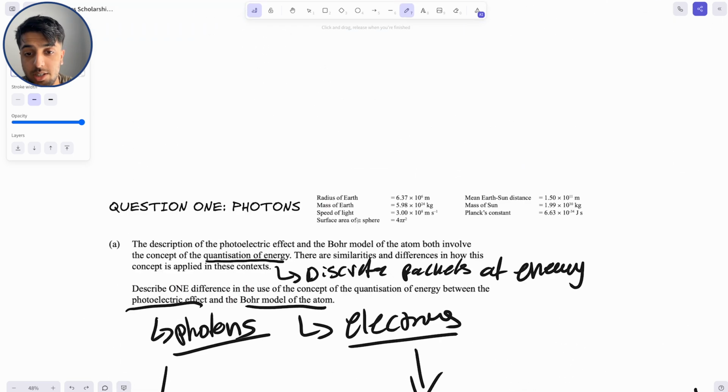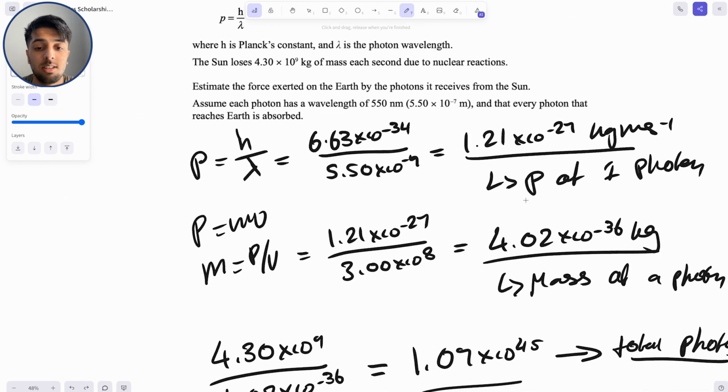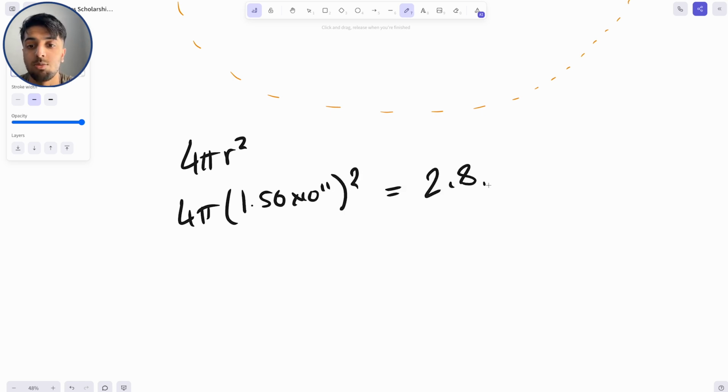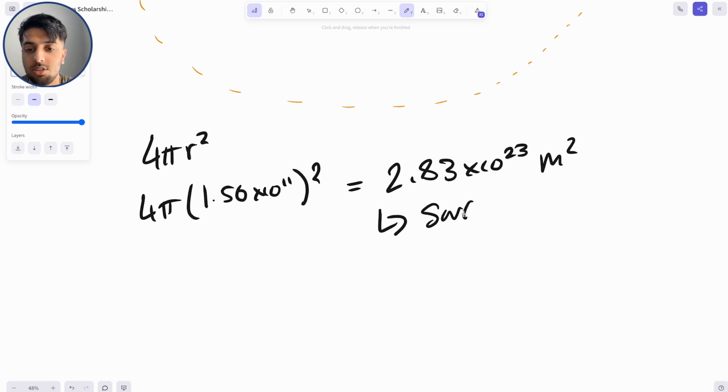And that is way up here, and that is 1.5 times 10 to the 11. So we have 1.5 times 10 to the 11, and that is squared. And that is equal to 2.83 times 10 to the 23. That is the surface area of the Sun's effective range.